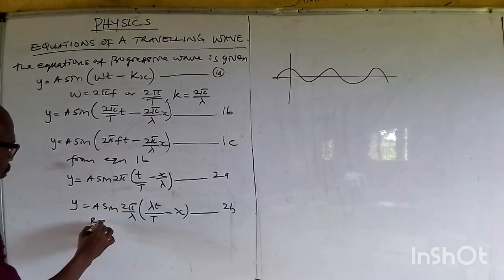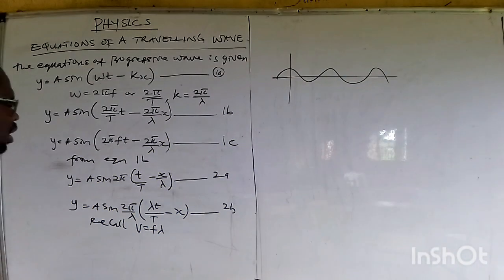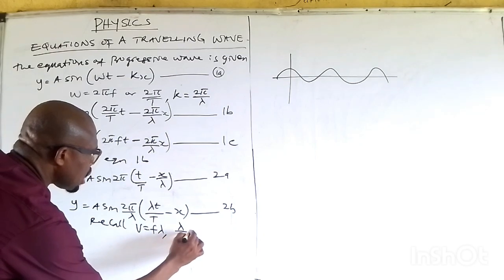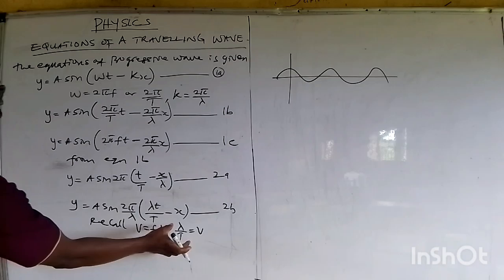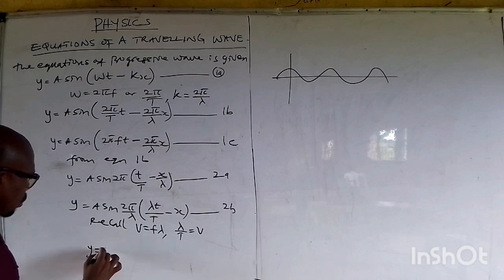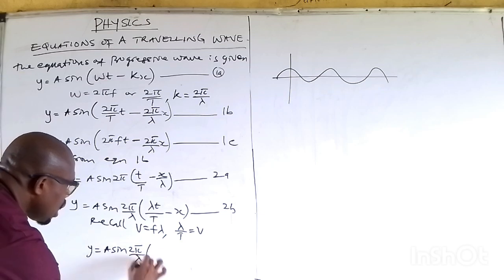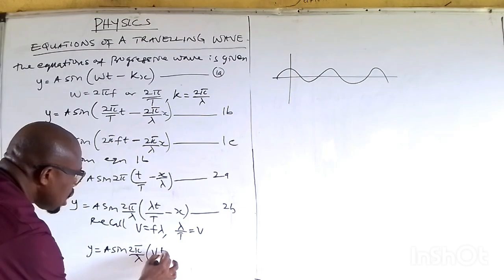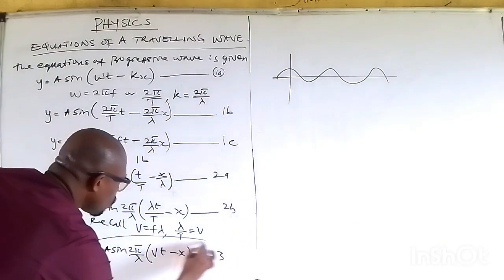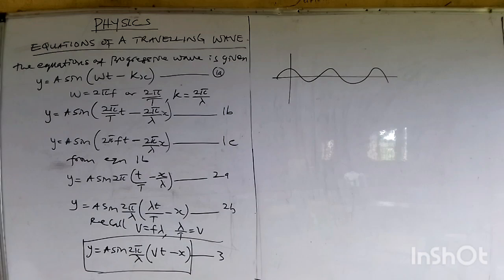Now, recall that v is equal to f lambda from our general wave equation. And also, we can have that lambda over T is equal to v also. So because of this, I can now replace this. If I replace it, we can now have y is equal to a sine 2 pi all over lambda into (vt minus x). I can call this one equation 3. Please note this equation very well, because very soon we will use this.